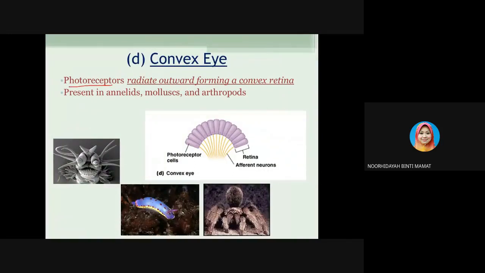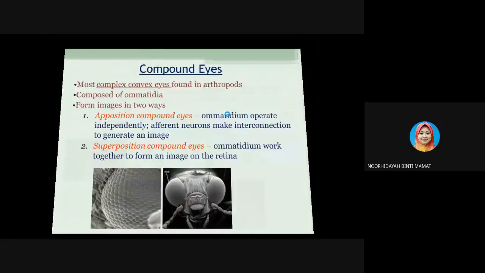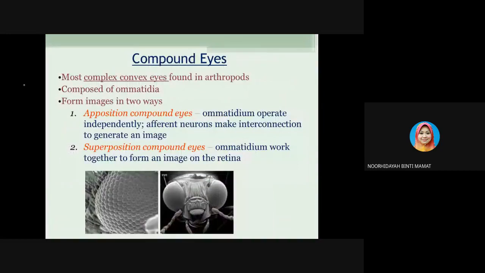The last structure of the eyes is the convex eyes. The photoreceptors radiate outward, forming a convex retina. It is present in annelids, molluscs, and also arthropods. Compound eyes are the most complex of the convex eyes, and can be found in the arthropods.